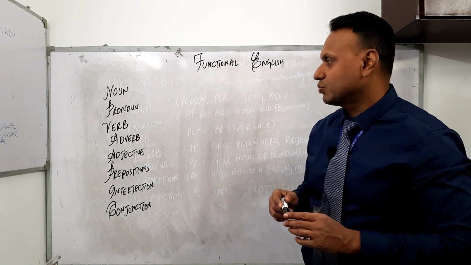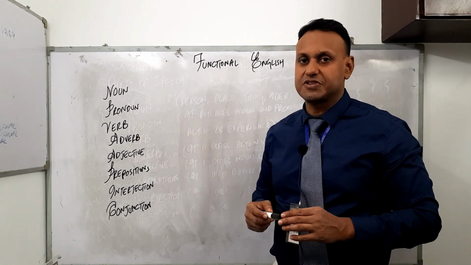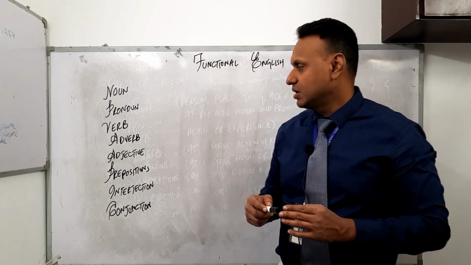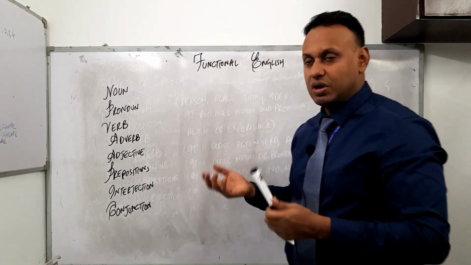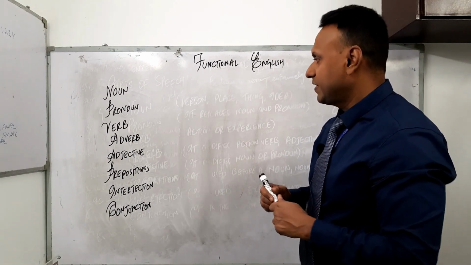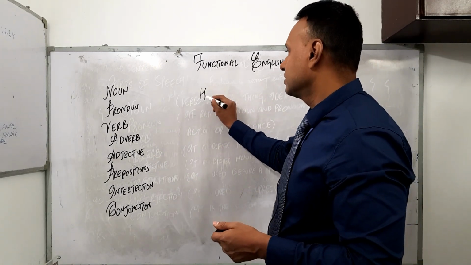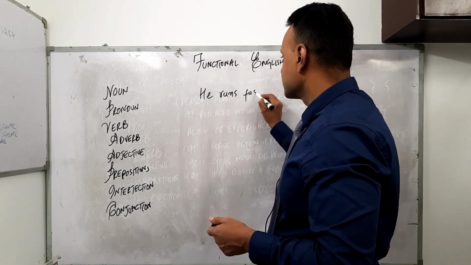Today we are looking at one of the parts of speech, that is the adverb. As we have gone through different parts of speech over the last few lectures, today we want to look at the adverb. So let's have a look at how an adverb is defined and how it plays a role in a sentence. If I was to write a sentence here: he runs fast.